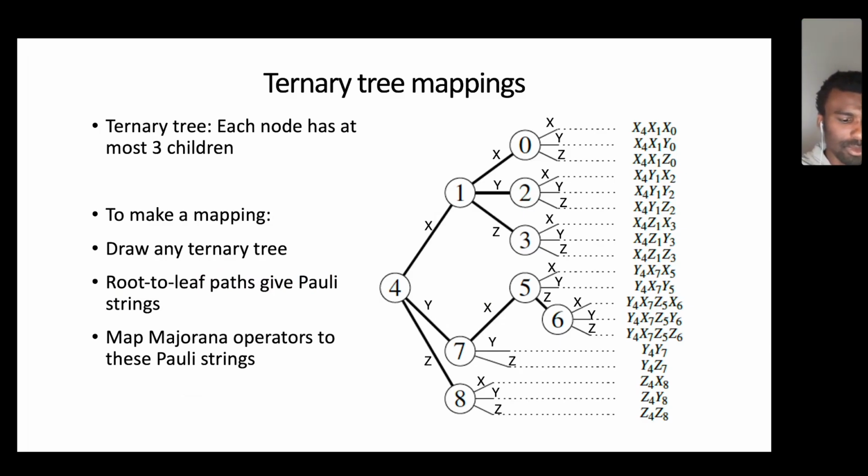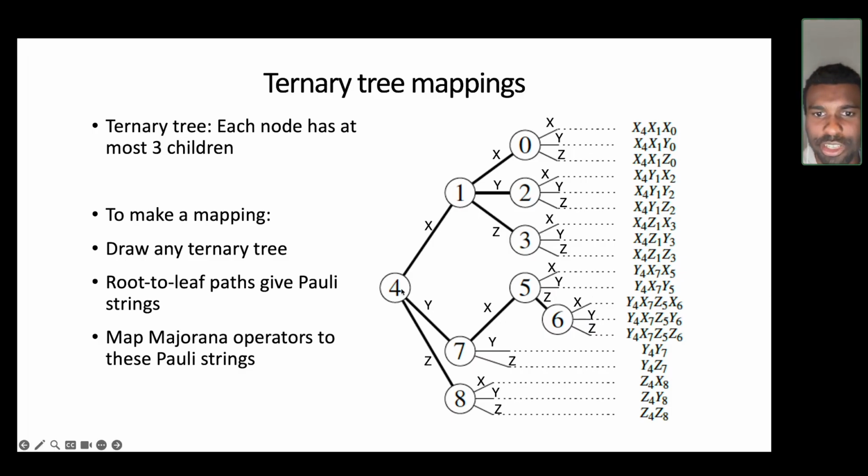So what is a ternary tree, and how is it related to linear encodings or any of this stuff about fermion-to-qubit mappings? A ternary tree is simply any tree where each node has at most 3 children. How does one make a mapping out of a ternary tree?